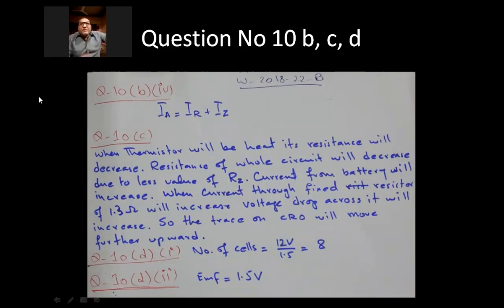When the thermistor is heated, its resistance will decrease. Resistance of the whole circuit will also decrease due to the lower resistance of the thermistor. Current from the battery will increase. When current through the fixed 1.3 ohm resistor increases, voltage drop across it will increase because V equals IR. R is still 1.3 ohm, but I has increased, so the voltage drop will also increase. So the trace on the CRO will move further up. This is the answer.